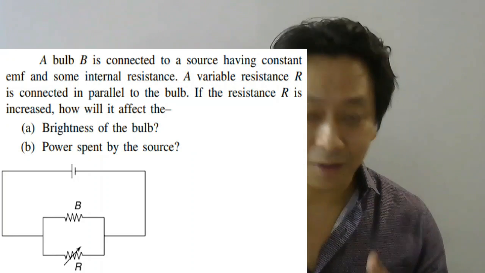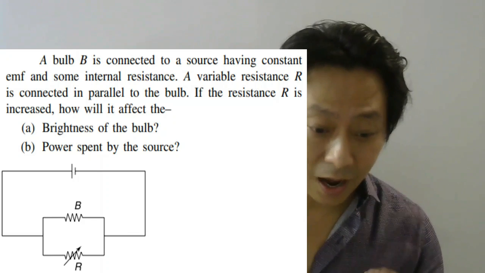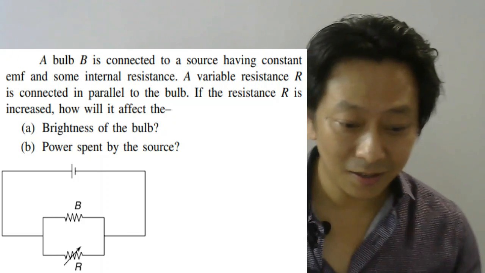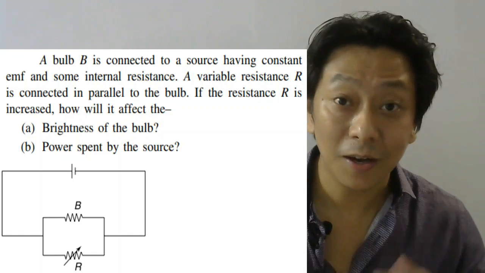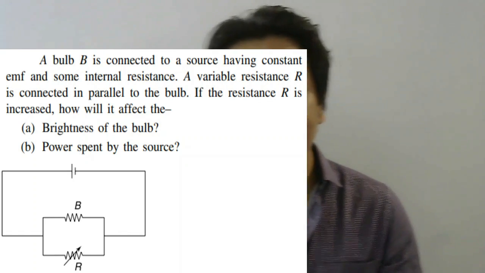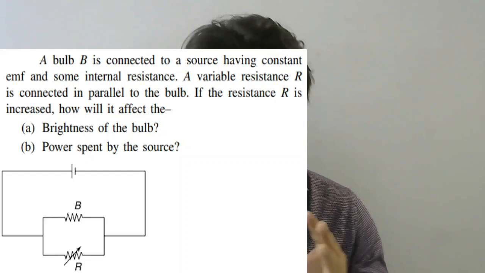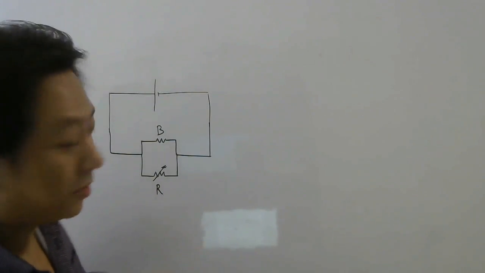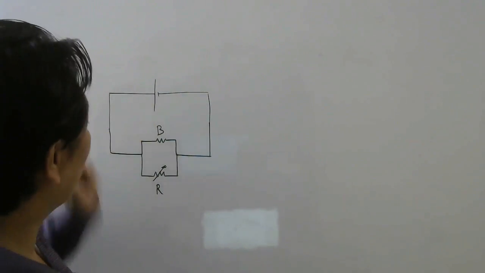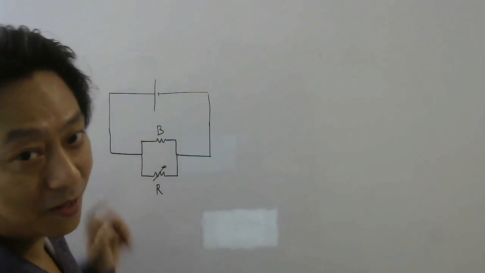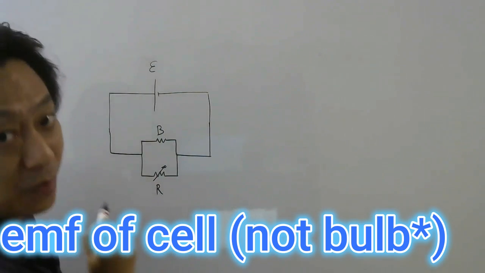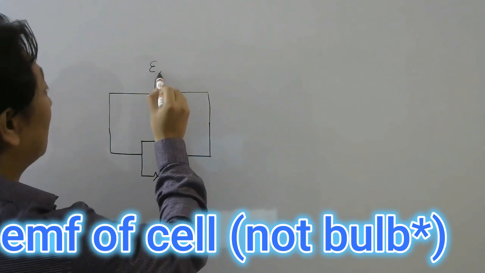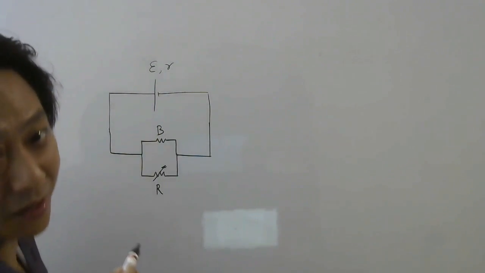If the resistance capital R is increased, how will it affect, first, the brightness of the bulb, and how will it affect the power spent by the source? So let's comment on these two. Now this is the circuit given. This is the source, a battery, and a bulb and a variable resistance. Now the EMF of the source is given to be constant and the internal resistance is not zero, remember.